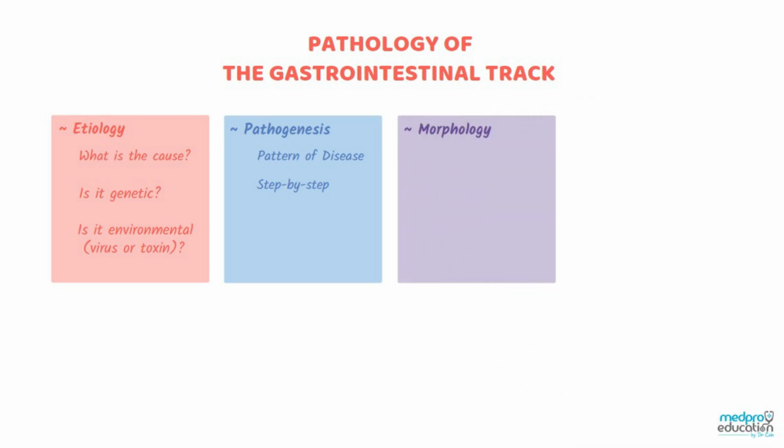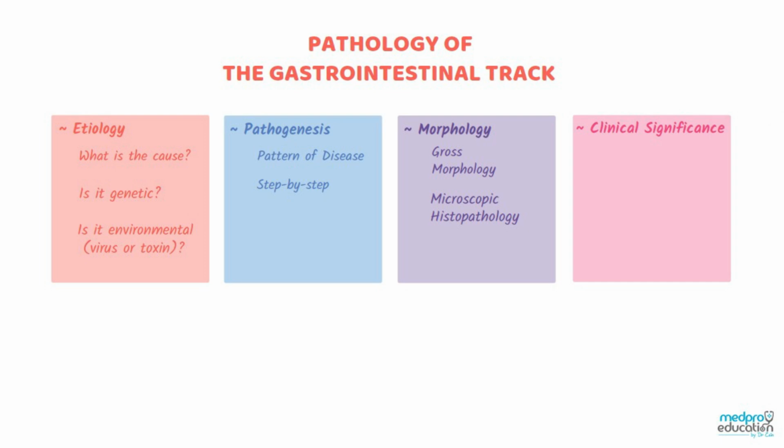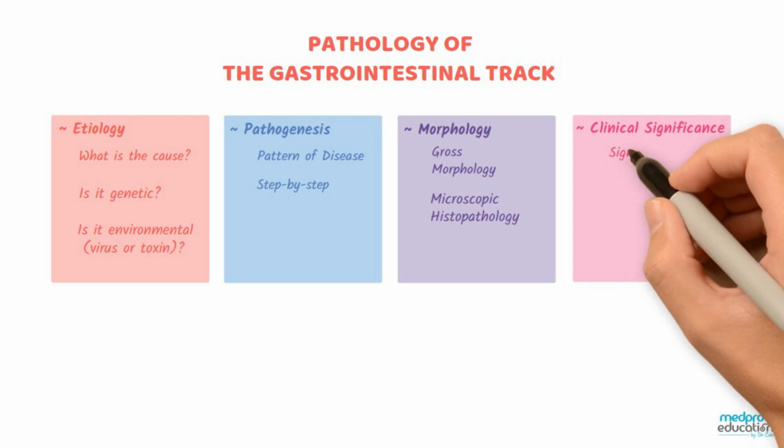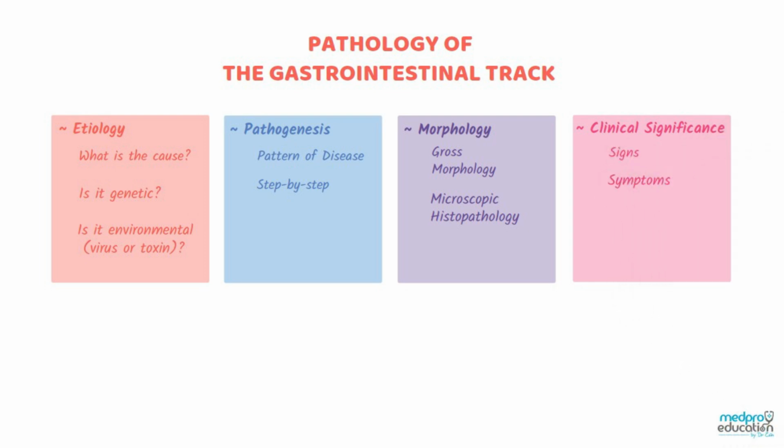Third, morphology. The structural changes we can see either with the naked eye, that's gross morphology, or under the microscope, histopathology. And finally, clinical significance, how the disease manifests in a patient, the signs, symptoms, and its overall impact.